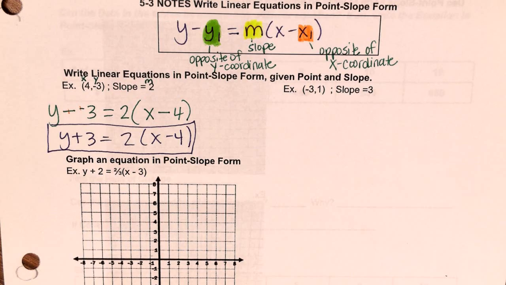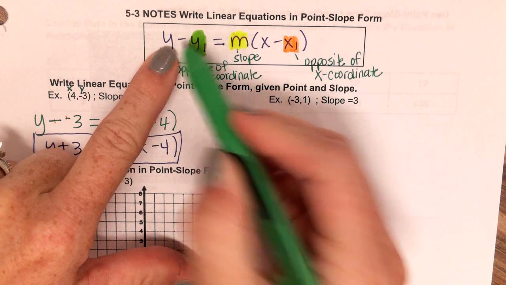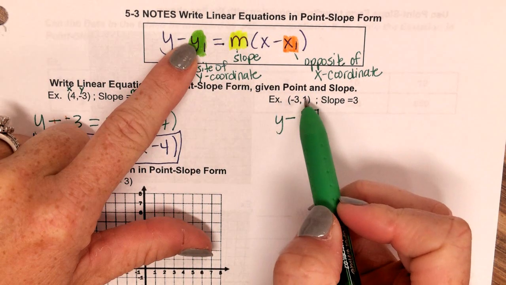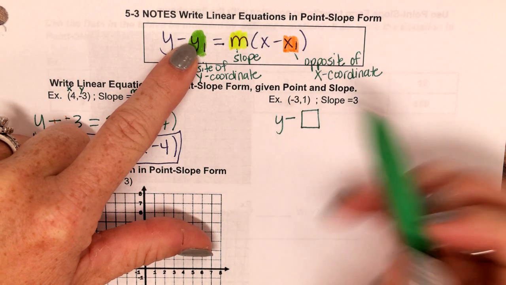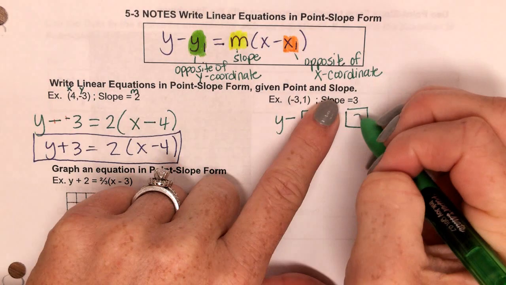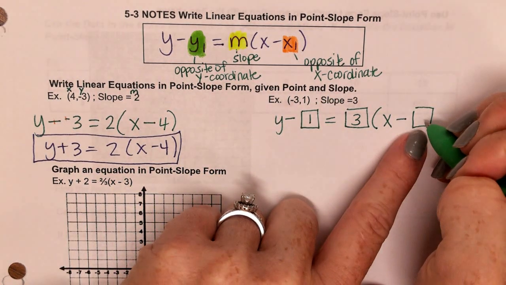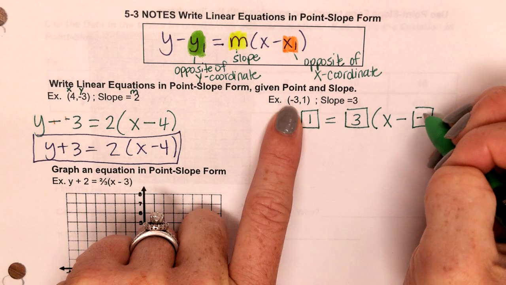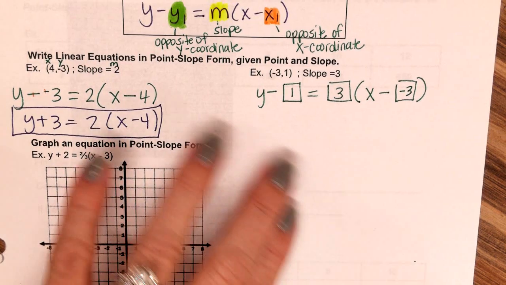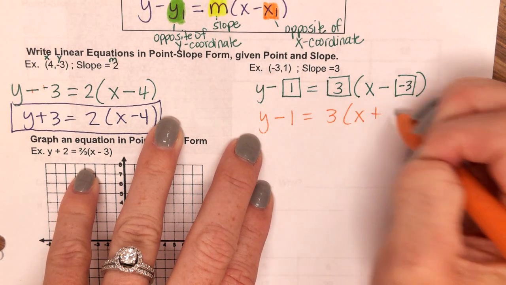Okay, let's see how you did. You should have written y minus, and then right here, I'm going to put the y1 value, which is 1, equals, right here, I'm going to put the m, which is 3, open parentheses, x minus, and here I'm going to put the x value, which is negative 3. Okay, then I'm going to simplify. y minus 1 equals 3x plus 3.